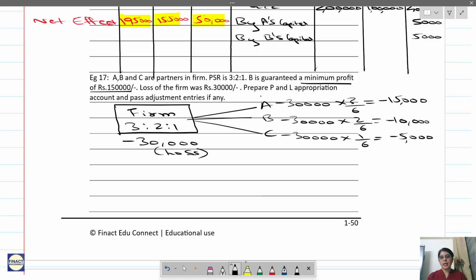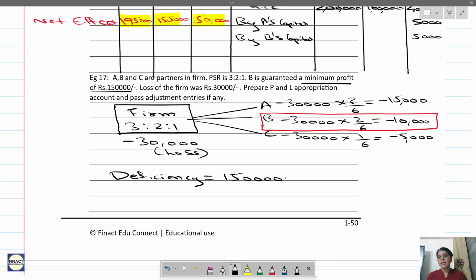Who is given a guarantee? B. B is given a guarantee that B will have a profit of 1,50,000. Instead of that, B is incurring a loss of 10,000. So how much is the deficiency of B? Use the same formula: guaranteed profit, that is 1,50,000, minus actual profit. Instead of actual profit, you have a loss here, so minus minus 10,000. So the deficiency will be 1,60,000. Did you understand this?